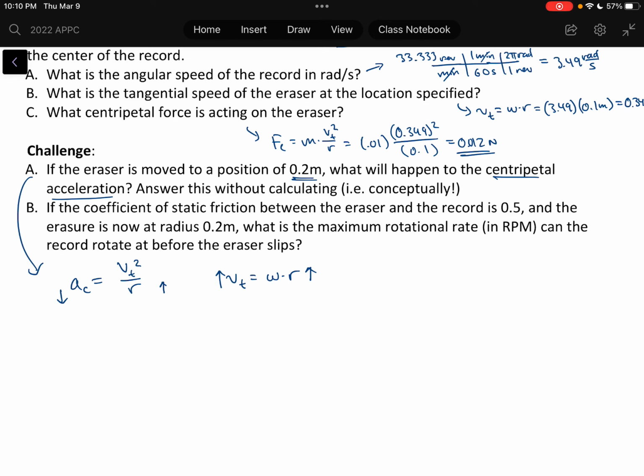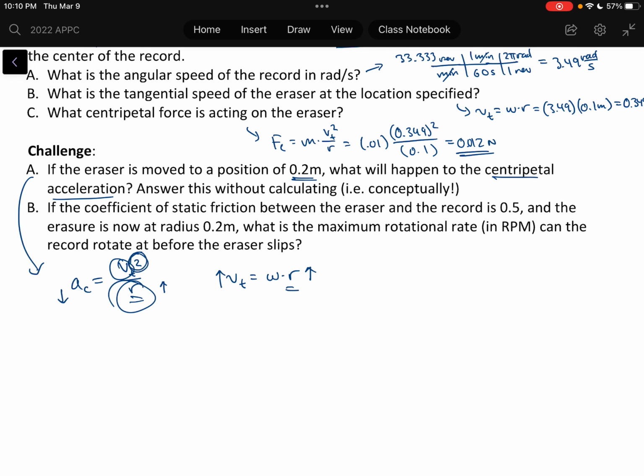How does that factor into our centripetal acceleration equation? If both the tangential velocity and the radius are going up, whichever one is more of a factor in the equation is going to cause the biggest change. In this case, because the tangential velocity is proportional to the radius, if the radius were to double, you're going to get a factor of doubling in the denominator, and a double squared in the numerator, so the centripetal acceleration will actually go up.